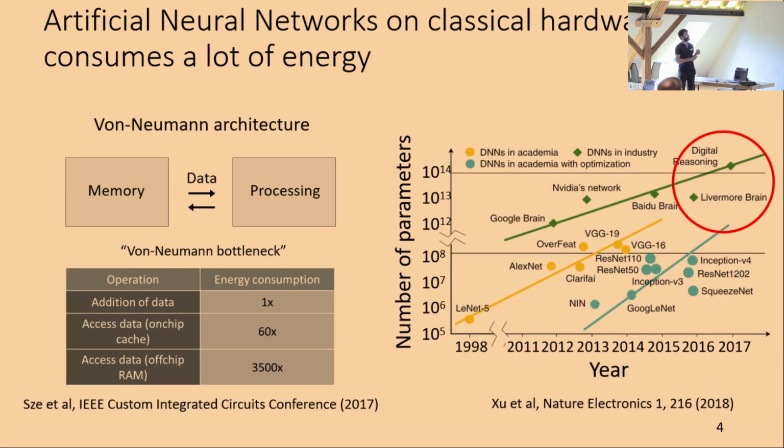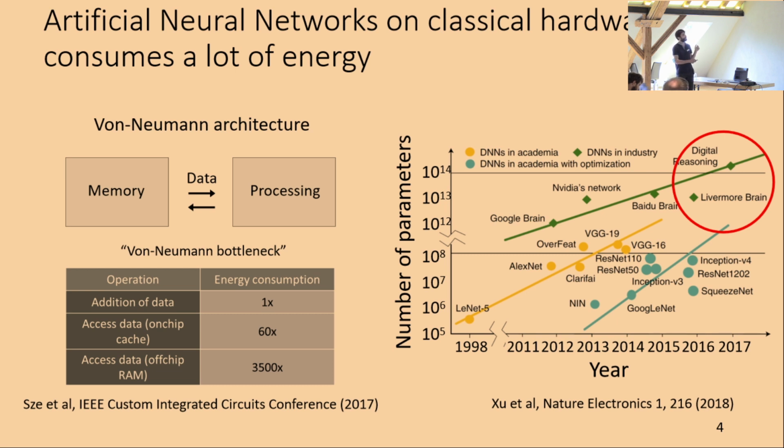Now, artificial neural networks are implemented in classical hardware. What I mean by that is that classical hardware is based on the von Neumann architecture. We consider two different things, a memory unit and a processing unit, and there is some exchange of data between those two. The thing is, with that kind of architecture, the performance is limited by those exchanges. This is what we call the von Neumann bottleneck.